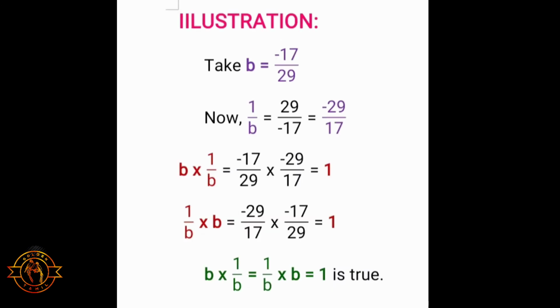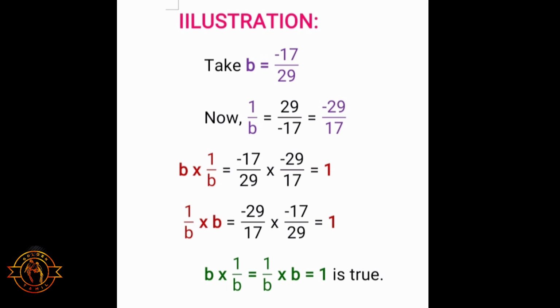And let us see the illustration for multiplicative identity, inverse. Take b is equal to minus 17 by 29. Now 1 by b is equal to 29 by minus 17, which is equal to minus 29 divided by 17. What is b into 1 by b? b is minus 17 by 29 into minus 29 divided by 17, which is equal to 1.